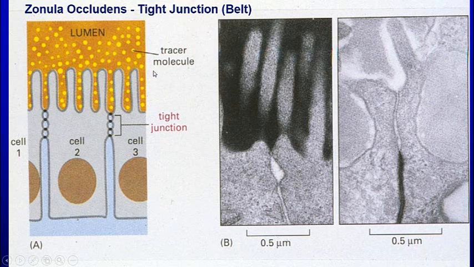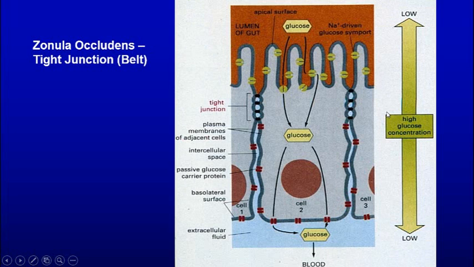So zonula occludens prevent things from the lumen from going through, and things from the extracellular fluid going into the lumen. And so here we see the zonula occludens. It prevents the channels that are in the apex from coming to the basolateral border. It restricts polarity.